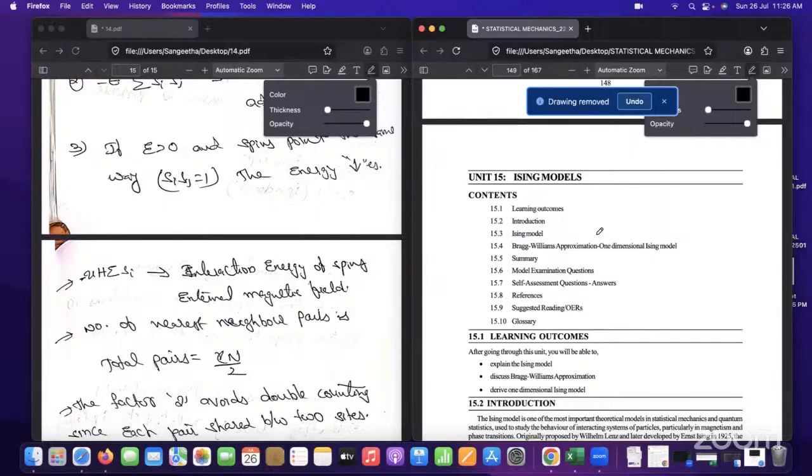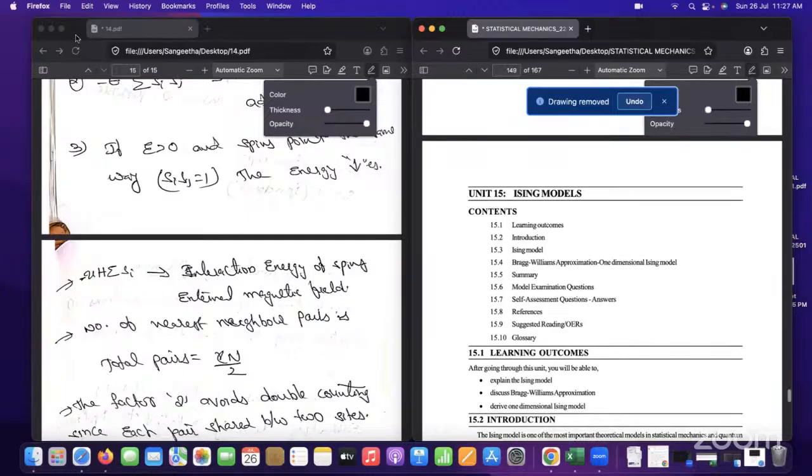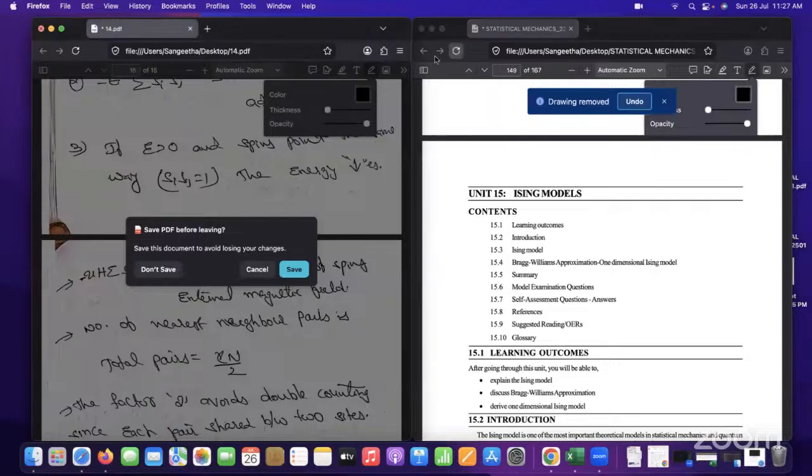What is in the Ising model, what is the Ising model, we will see. What is the Bragg-Williams approximation of the one-dimensional Ising model. First we will see the Ising model. This is the 15th unit.